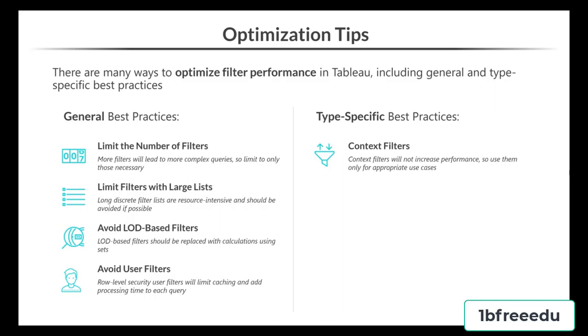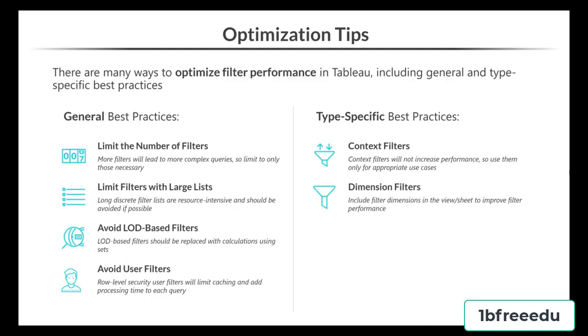This was due to their ability to create temporary tables, which isn't how they work now. You should only use context filters for your specific use case if it merits them, such as a top N or another type of feature. Dimension filters are the most common filters applied in dashboards.